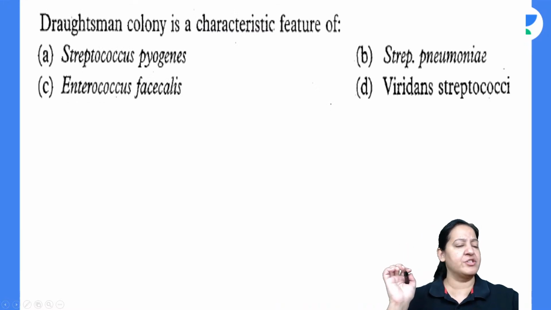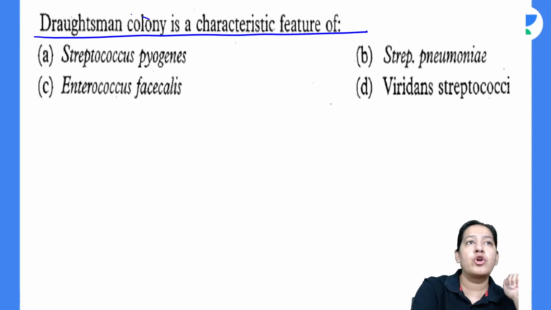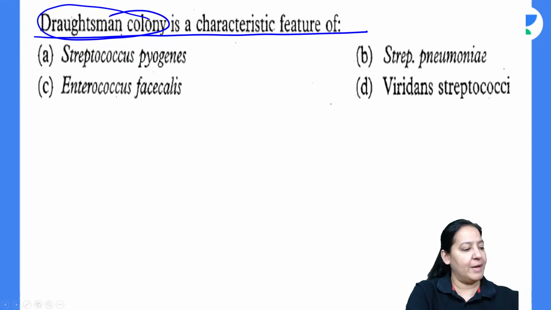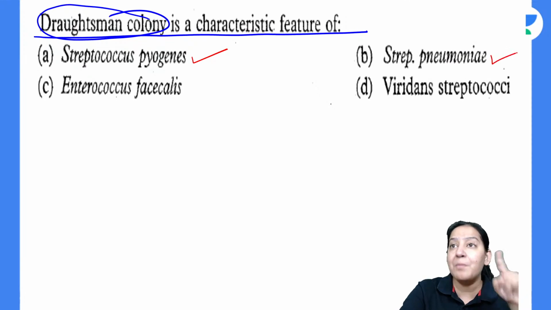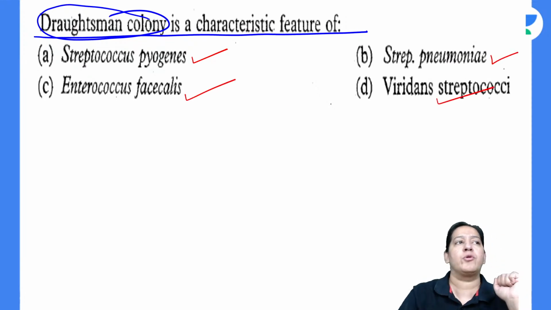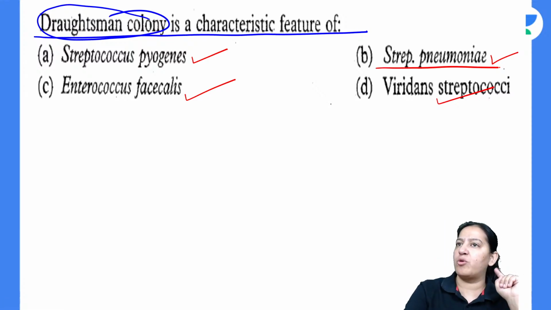The first question is in front of you. Can you tell me the answer? Drumstick colony... sorry, Draughtsman colony is a characteristic feature of which bacteria? What is Draughtsman colony? Draughtsman colony is a carom coin appearance. Who will tell me the answer? I've given you the clue also. Is it Streptococcus pyogenes, or Streptococcus pneumoniae, or Enterococcus, or Streptococcus viridans? Yes, Lavanya, you are absolutely right. The correct answer is Streptococcus pneumoniae.